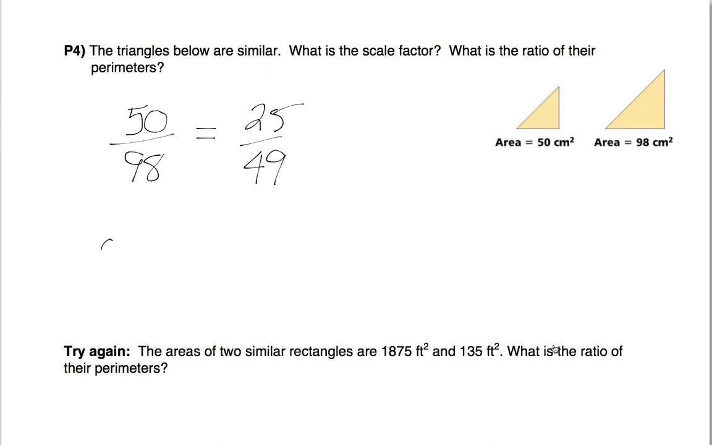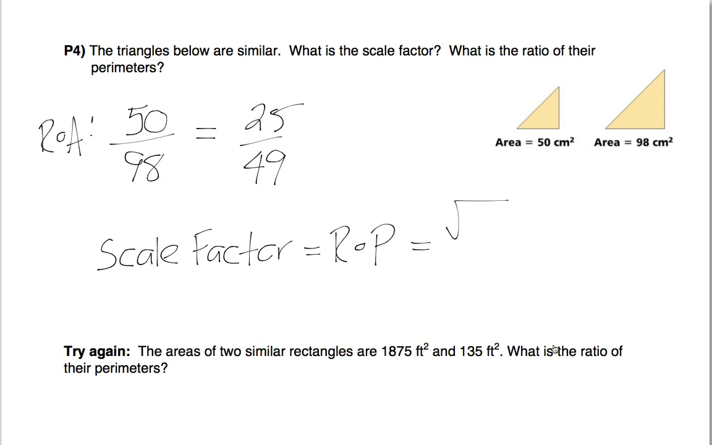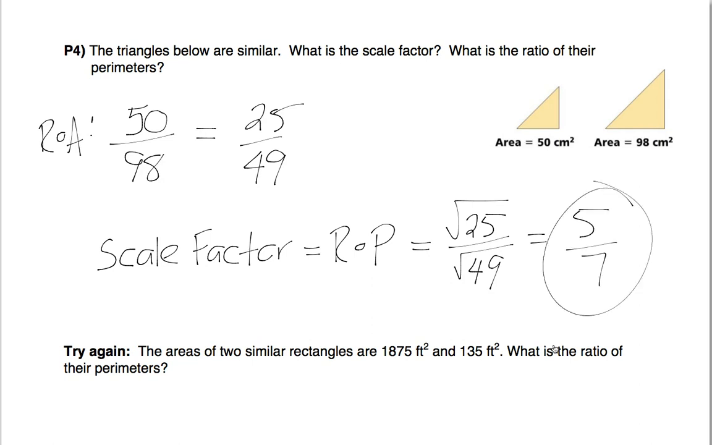That means their scale factor, if this is the ratio of their areas, their scale factor equals the ratio of their perimeters, which equals the square root of 25 and the square root of 49, which is 5/7. So this little ROA is just a shortcut of writing ratio of areas, ratio of perimeters.